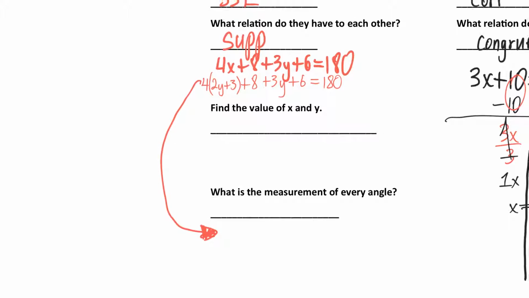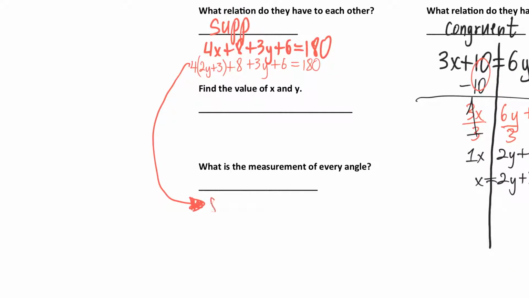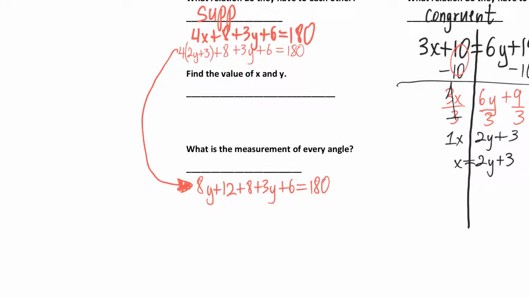What do you think my first step is going to be there? Distribute. So the 4 goes into the parentheses, so 4 times 2y plus 3 is what? 8y plus 12. 8y plus 12, then still with the plus 8, still with the plus 3y, the plus 6 equals 180.